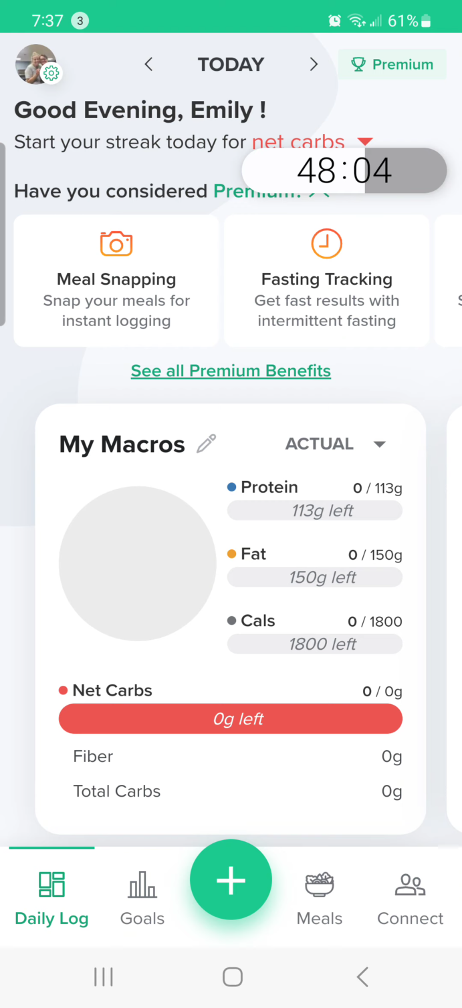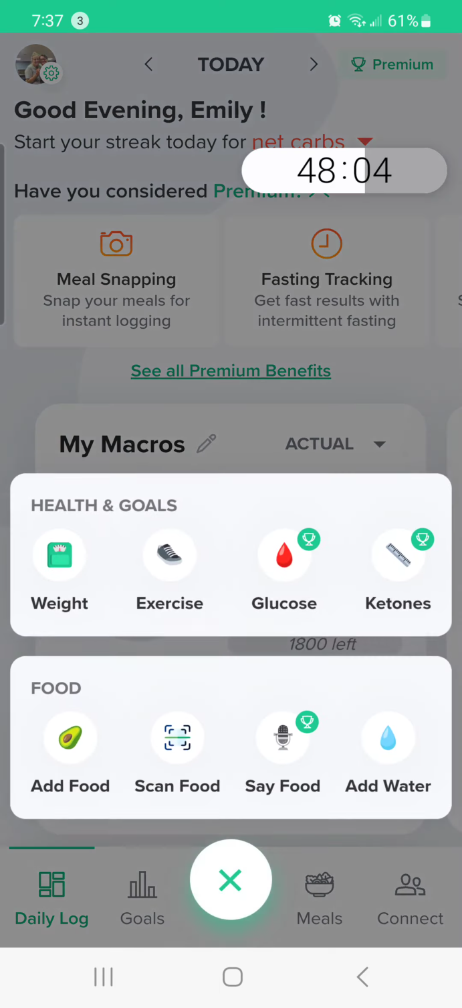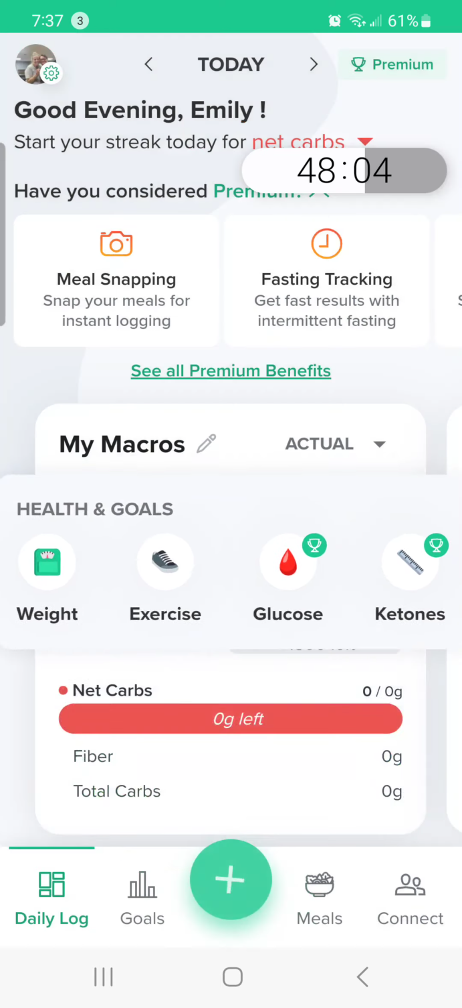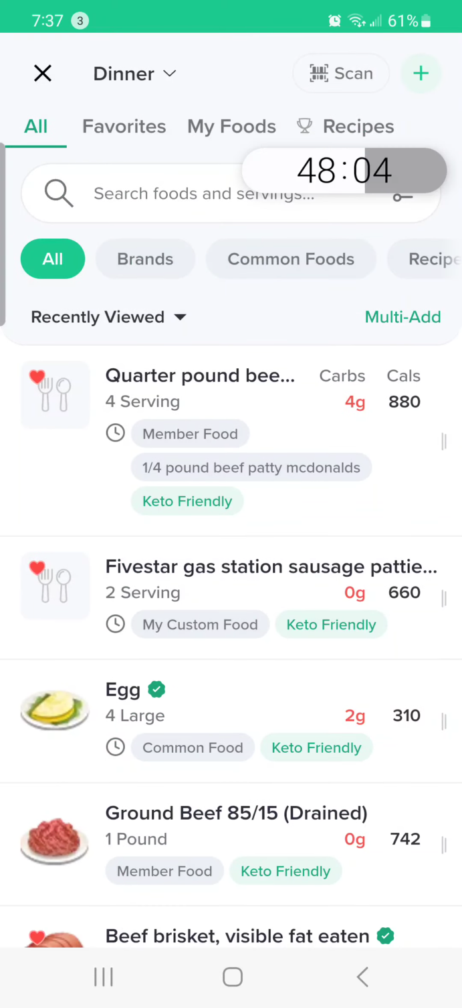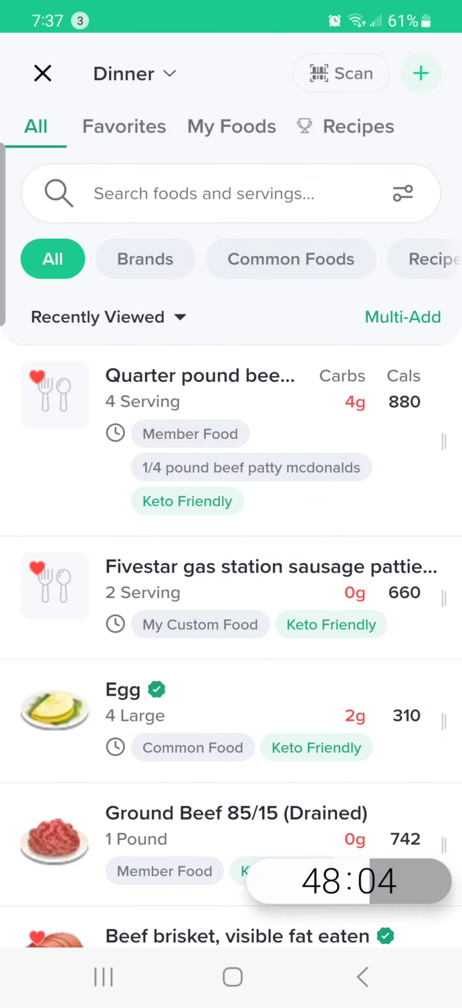Okay, so the plus sign. I'm going to add what I've eaten today, and it turns out I've already done this, just a wonderfully perfect day for me right now. All right, I'm going to add food. Bottom left, avocado. Again, I've used this app many, many times, and so up at the top, you'll see the word dinner. Down below, all favorites, my foods, recipes.